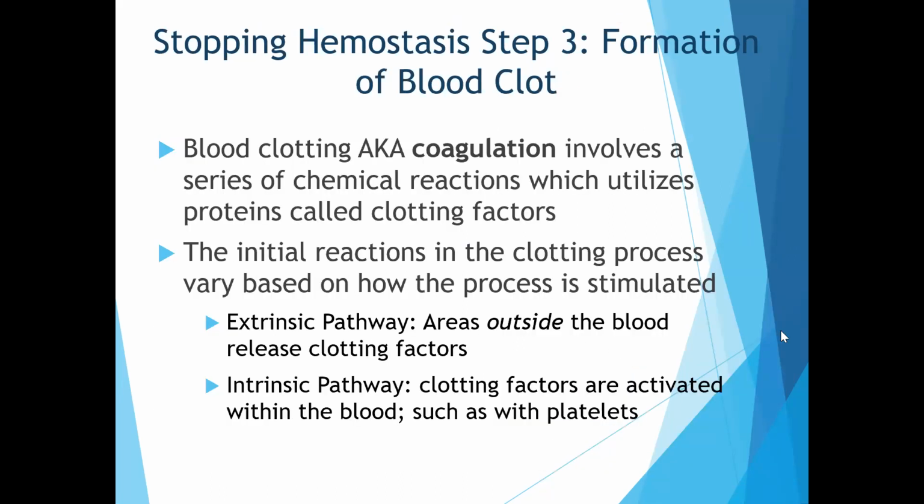Okay, so step 3 is the formation of our actual blood clot. Blood clotting is also known as coagulation, and it really is kind of a sequence of chemical reactions that all rely on proteins known as clotting factors. So the clotting cascade, which we're not going to go super in depth into, is kind of like a domino effect. Each protein activates or attracts the next one. And so there's 2 different ways that our body can enter that clot cascade, and it really depends on where the damage came from.